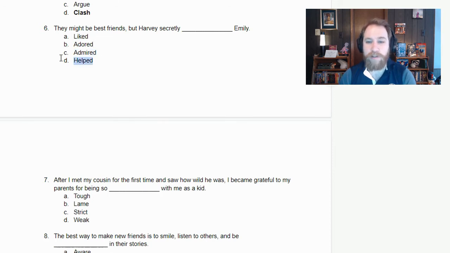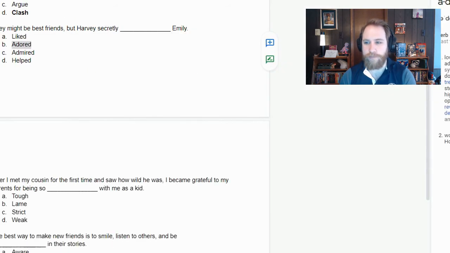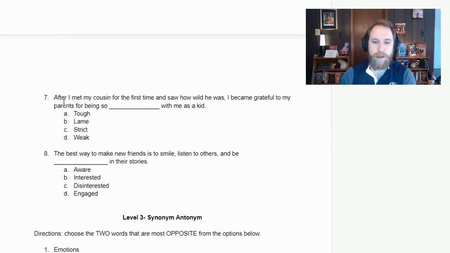Admired, helped. These aren't things you'd have to keep a secret, right? You can tell your best friend that you admire them or that you like something about them. But adored, that's one that you should be aware of, right? So define adored: to love and respect someone deeply. Okay, so yeah, if you're secretly in love with your best friend, that's something you'll want to keep to yourself, right?